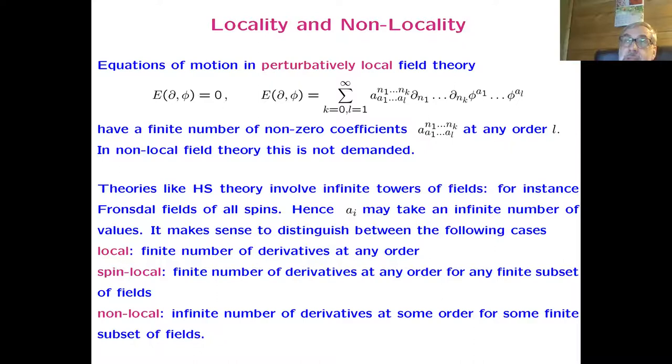We have seen this at the cubic level already when I was explaining the structure of cubic interactions. We had a finite number of derivatives for every vertex, for every given spin. This is spin locality. So there were no infinite chains for a given set of spins, which would imply non-locality, genuine non-locality. Formulating it more or less axiomatically, this means that there is a finite subset of fields where an infinite number of derivatives appears at every order or some order of interactions. So these are the three options I will be distinguishing between.